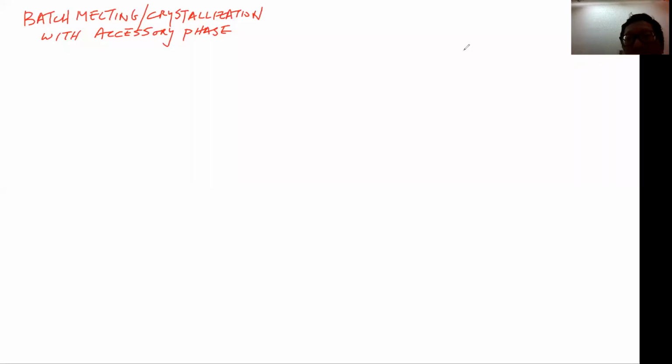Okay, I want to talk about batch melting or crystallization, the same thing as equilibrium melting. We've already talked about this before, but what I want to do is talk about the case when you have an accessory phase that plays an outsized role on the geochemical evolution of some trace element. Let me give you an example.